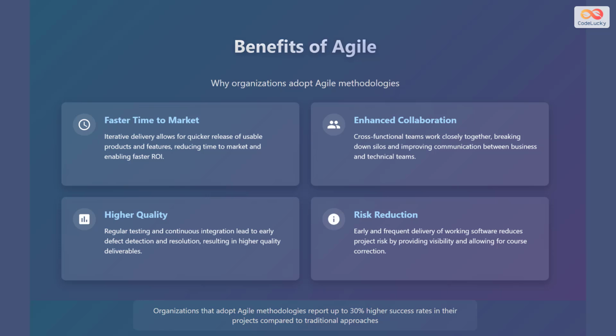Third, there is higher quality. Regular testing and continuous integration lead to early defect detection and resolution, resulting in higher quality deliverables. Fourth, there is risk reduction. Early and frequent delivery of working software reduces project risk by providing visibility and allowing for course correction. Organizations that adopt Agile methodologies report up to 30% higher success rates in their projects compared to traditional approaches.